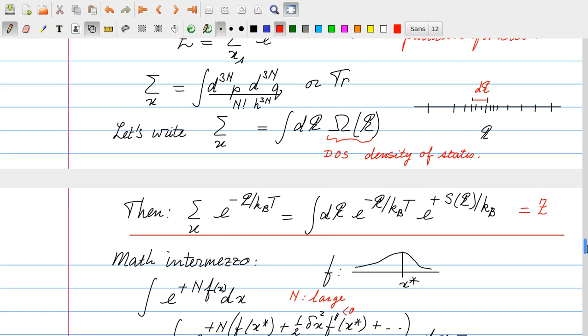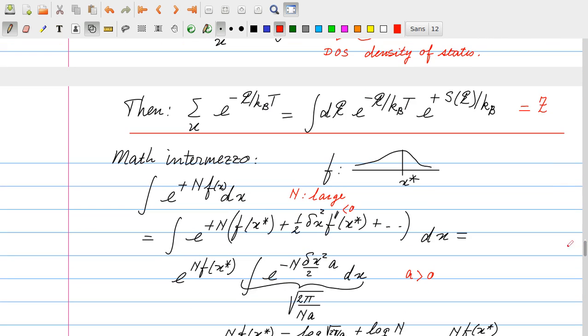Now, in order to make progress, we need to go through a little bit of math. And what I want to do is I want to find a formula for evaluating this integral, which is the integral of N times a function of x, f(x), integrated over the x, and I have sketched f here, which is a function with a single maximum at x star.